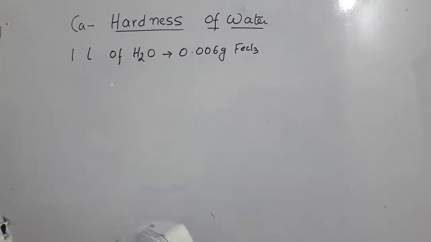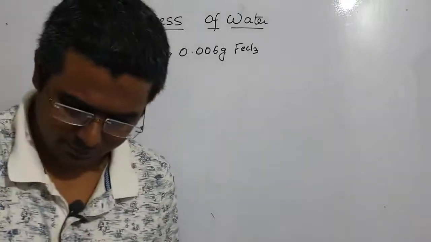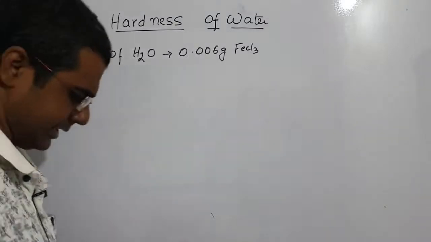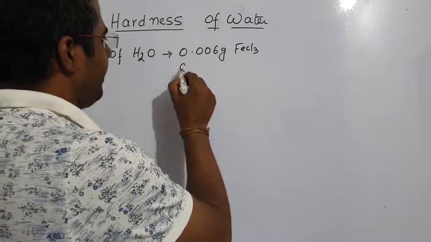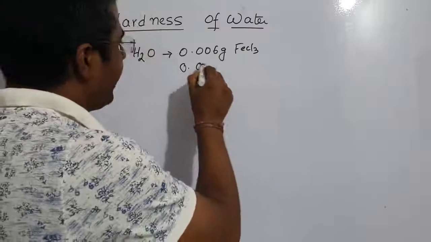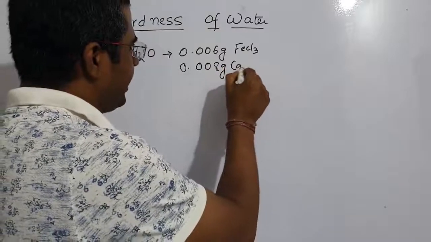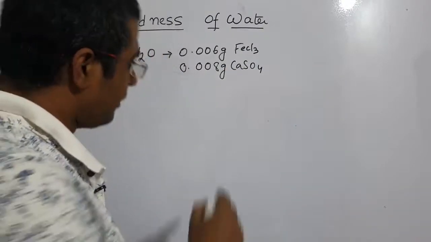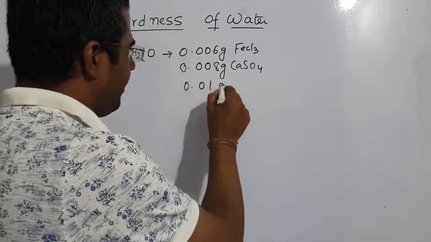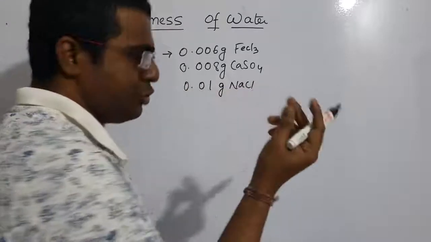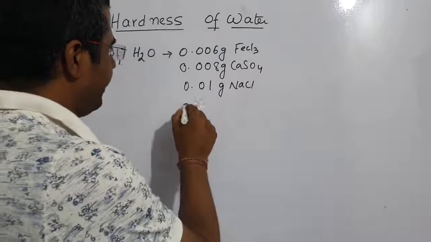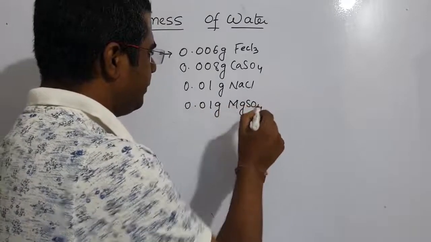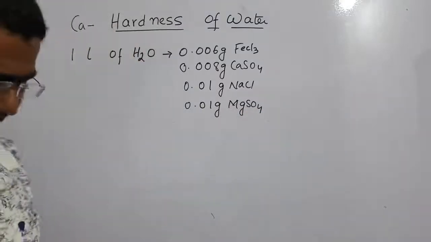Okay, so we were doing this problem, another new problem. It is a nice problem that we are going to do right now. A liter of water has 0.006 gram FeCl3, 0.008 gram CaSO4, then you have 0.01 gram of NaCl alone, 0.01 gram of MgSO4, and you need to calculate the hardness in this.